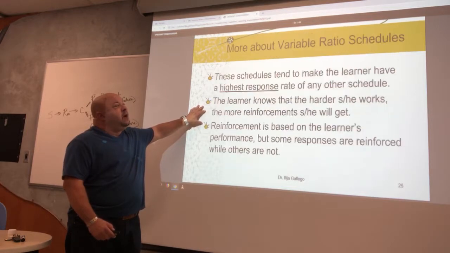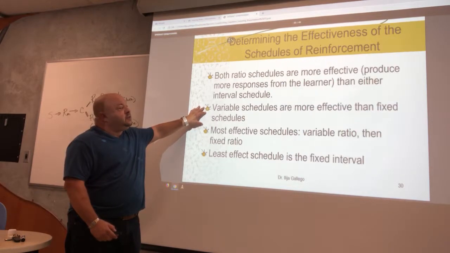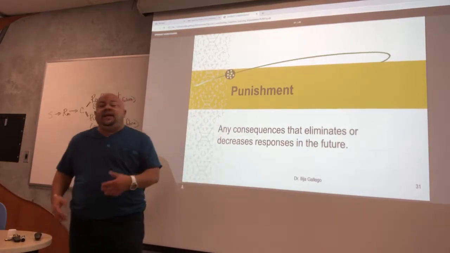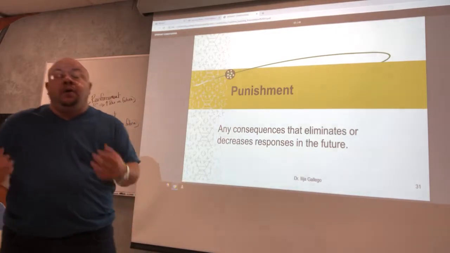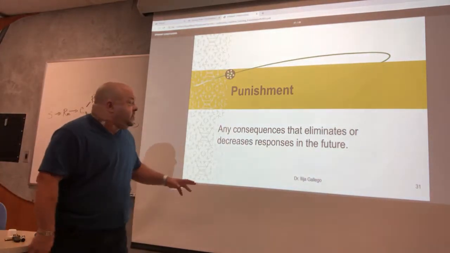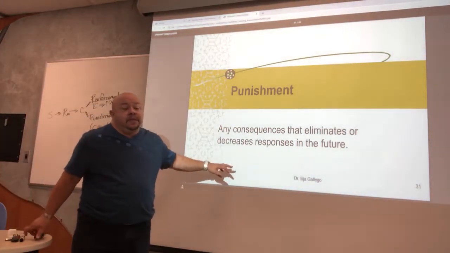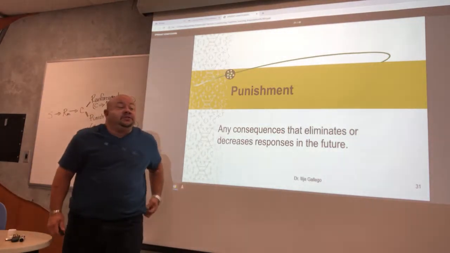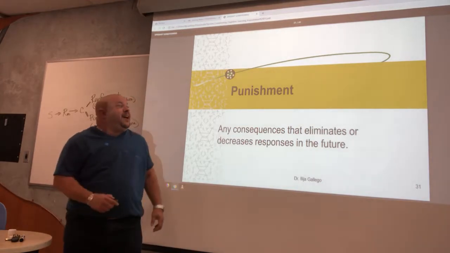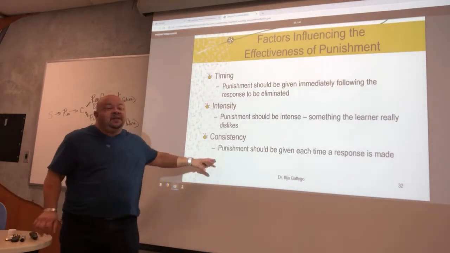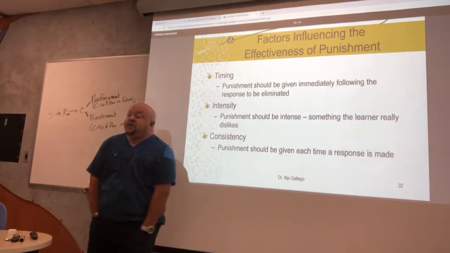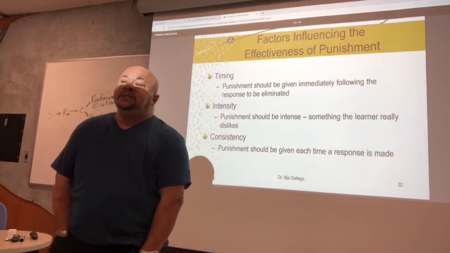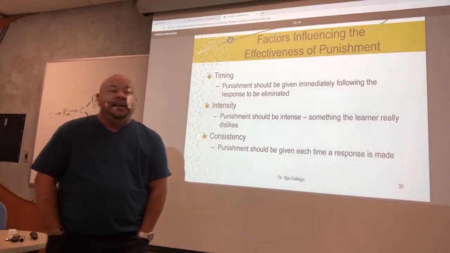We're going to skip this part, and we're going to move to punishment. So I'm going to talk to you a little bit about punishment. Now, punishment is any consequence that eliminates or decreases a response in the future. And punishment is not recommended by most psychologists. I'm a little bit of an exception, but there are three things that are very important for punishment to work: the timing, the intensity, and the consistency. They spell out tick, right?